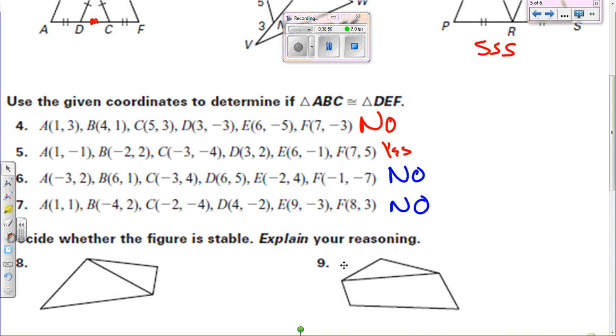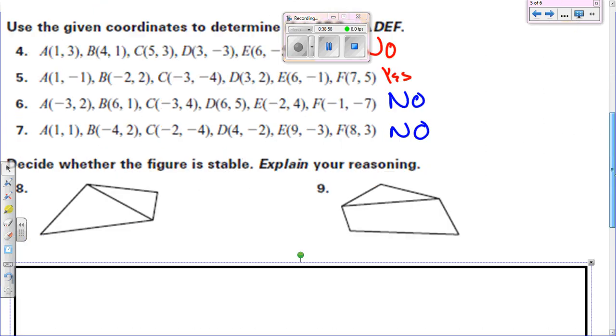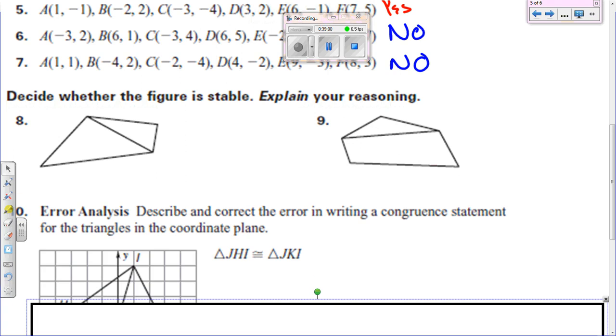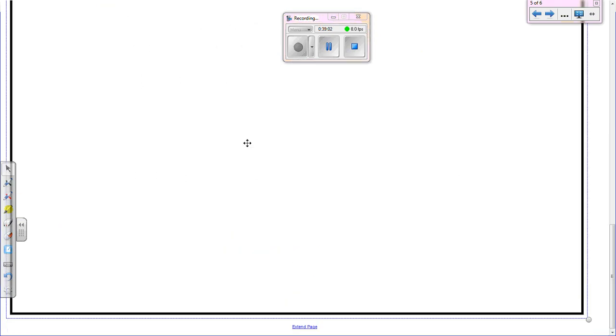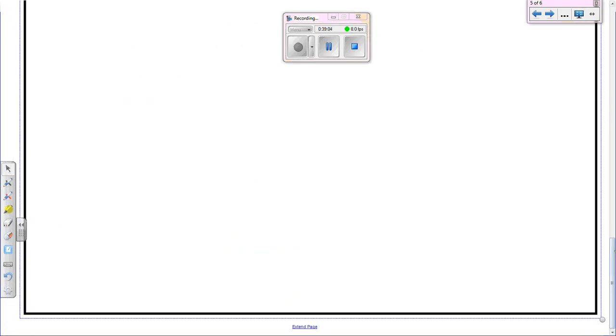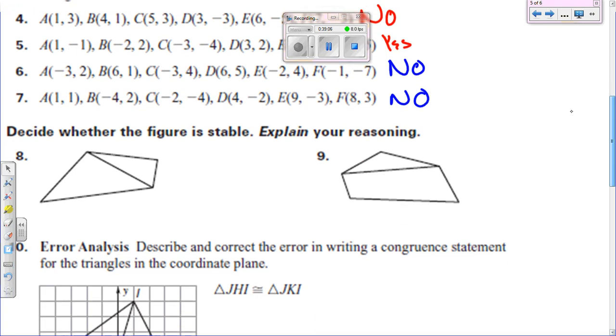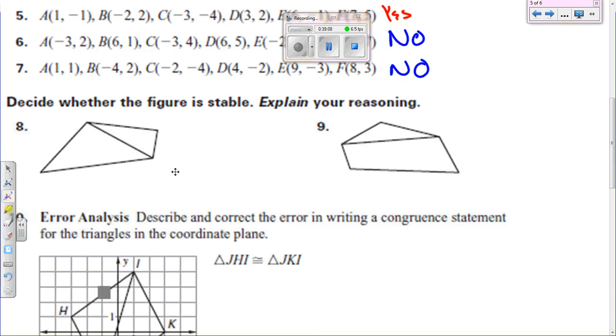Decide whether the figure is stable. Explain your reasoning. I don't see congruent triangles there. And so I'm going to go no and no. No. No. It's not broke up into congruent triangles. Unless.